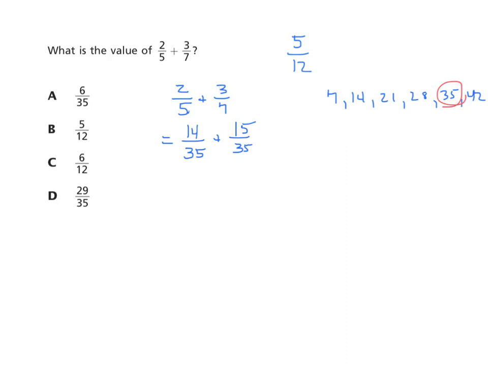Now I'll simply find the sum, and remember, when we find the sum, we add the numerators, the denominators stay the same. I get 29 35ths, and there's my answer.